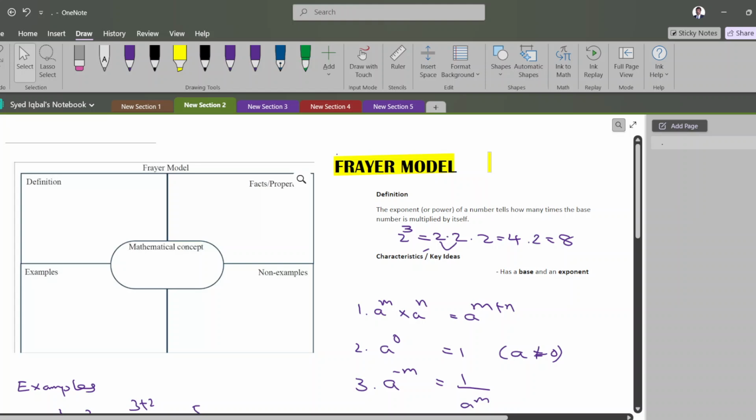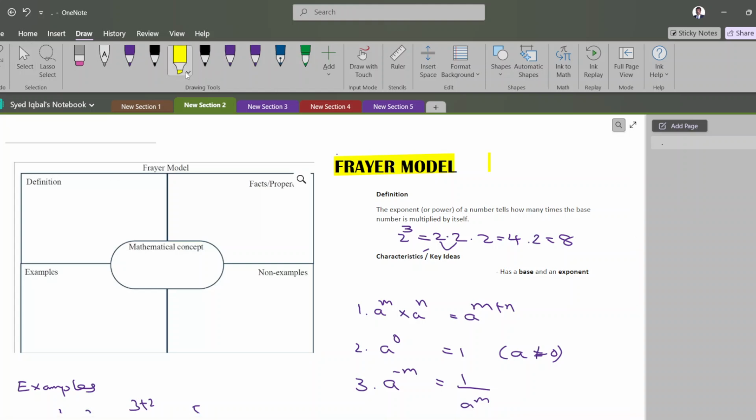Hi everyone, today we'll discuss Frayer's method, the Frayer model. It has four components. Number one is the definition.